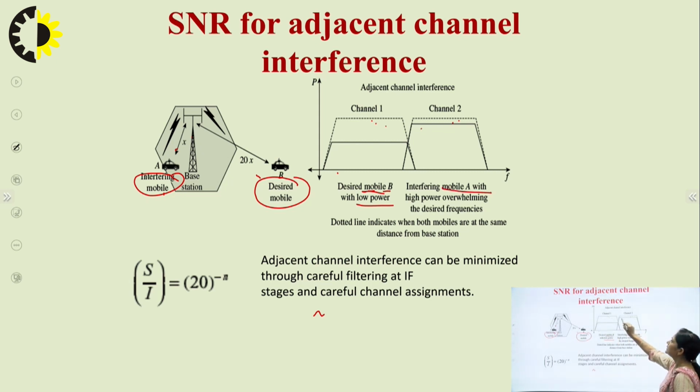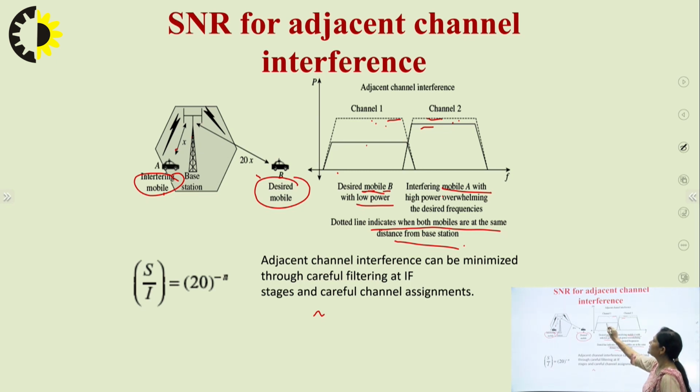So you can see the power, this dotted line indicates when both mobiles are at the same distance. But when the interfering channel is at a closer distance to the base station and channel 1 is at a longer distance, then there will be interference due to channel 2 and this will be called adjacent channel interference. And this equation is given by S by I for adjacent channel interference is equal to 20 raised to the power minus n, where n is the path loss component.